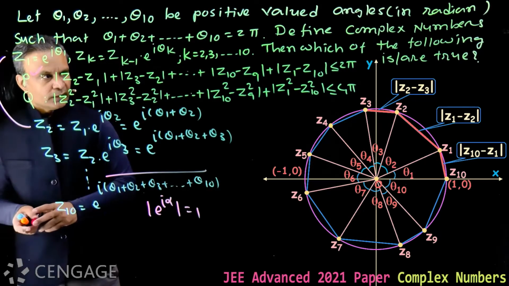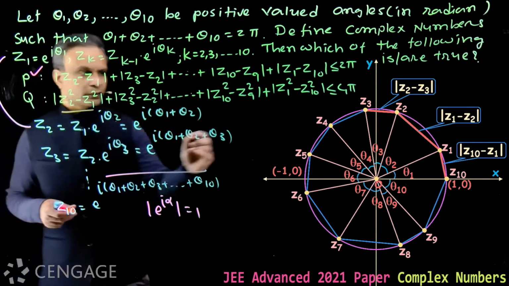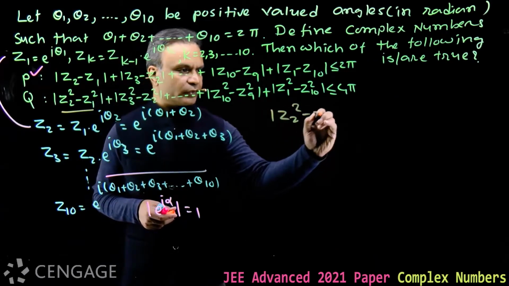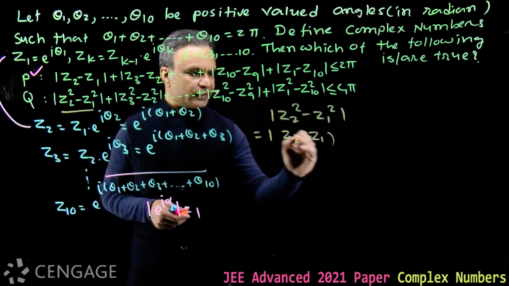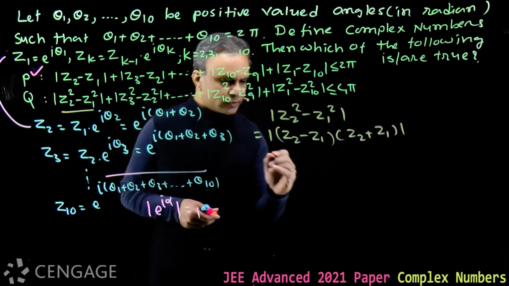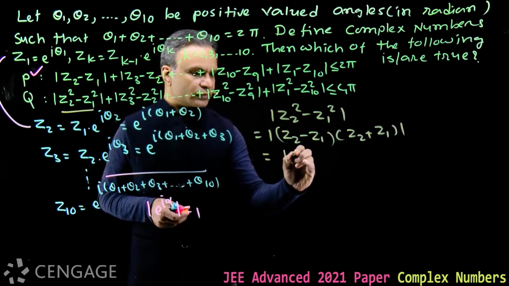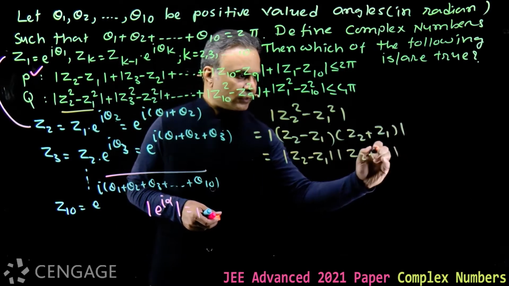Now we check statement Q. Consider the first term, modulus of Z2 square minus Z1 square. This is modulus of (Z2 minus Z1) into (Z2 plus Z1). Modulus is distributive over product, so this is modulus of Z2 minus Z1 into modulus of Z2 plus Z1.